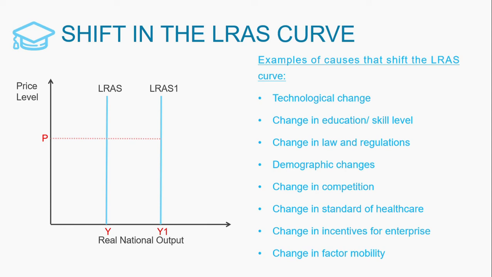Promoting enterprise, such as by providing economic incentives or guidance for new businesses. Increasing factor mobility. To reduce occupational labour immobility, training schemes could be implemented. If the opposite occurs and there is a decline in the quality or quantity of the factors of production, then output will reduce and the LRAS will shift left.